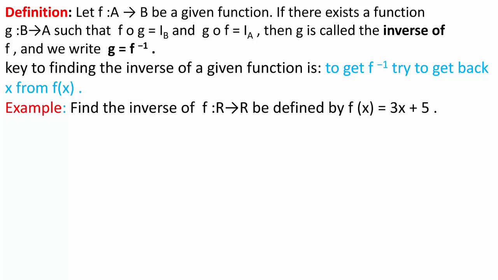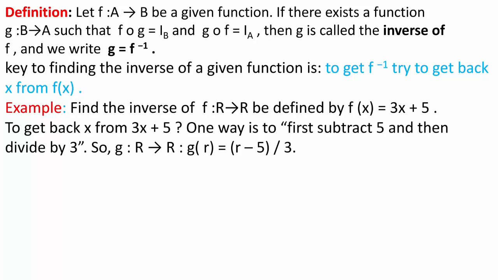Example, find the inverse of f from R to R defined by f of x equal to 3x plus 5. To get back x from 3x plus 5, first we subtract 5 and then divide by 3. So, g from R to R is defined as g of r equal to (r minus 5) by 3, and then replace r by x. Therefore, the inverse of function f of x is g of x equal to (x minus 5) by 3.